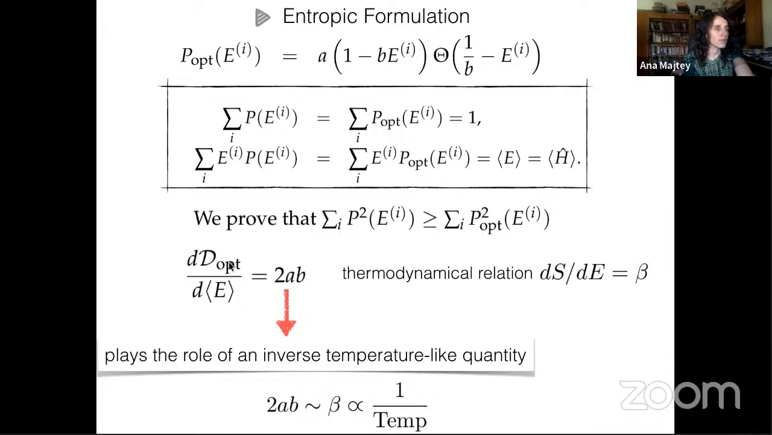And with this equation, we obtain this relation for the optimal amount of evolution, which resembles this thermodynamical relation between the standard entropy, the energy, and the temperature. So we can identify that this 2AB plays the role of an inverse temperature-like quantity, and that this optimal measure of the amount of evolution satisfies a kind of thermostatistical relation, like that well-known thermodynamical relation between the entropy, energy, and beta associated with the canonical ensemble.